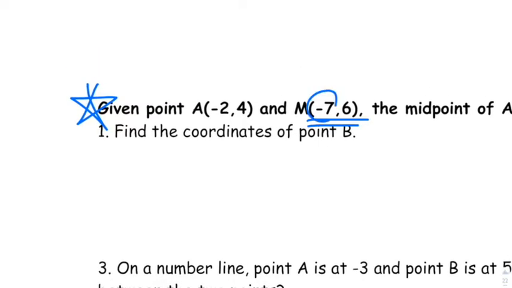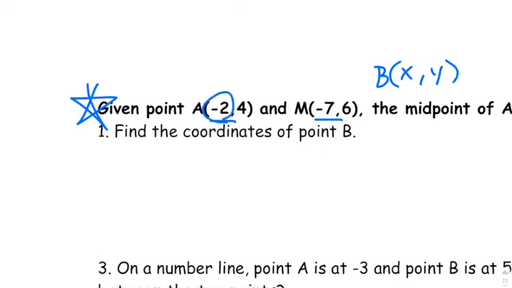Whenever we average our x's, we're going to have something plus this other x value divided by 2 equals negative 7. And then the same exact thing for the 6. We're going to have 4 plus some number divided by 2 is going to get us 6. So whenever I'm working backwards at all, I like to think of algebra. So this other point, I guess we'll call it B. I'm just going to call it x comma y for right now.